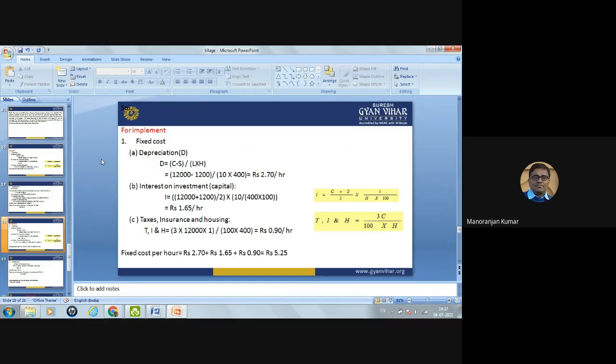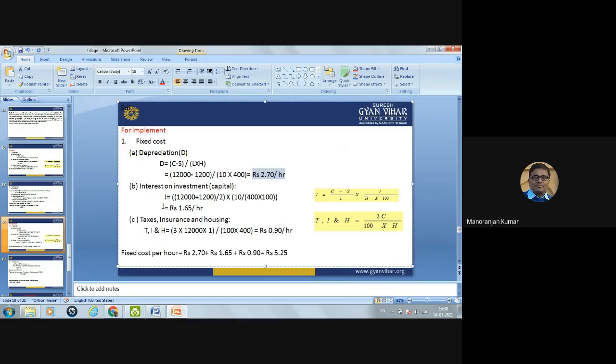So for the implement, depreciation is (C minus S) divided by L into H. C is the capital value, the initial investment, that is 12,000. S is the salvage value. So 10% of 12,000 gives 1200, divided by the life of that implement, which is given as 10 years, and the number of working hours, that is 400 hours. After calculation it is coming 2 rupees 70 paise per hour. This is the depreciation. Whether your implement is being used or not, this cost will always occur.